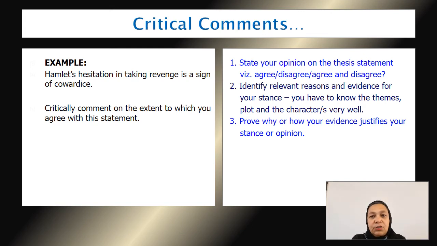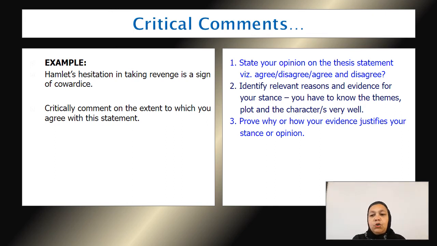So here's your instruction. You have to give a critical comment. In other words, you have to take a stance. You also have to say to which extent you agree with the statement. So obviously, when you take a stance, you know that you need to justify your stance by extracting information from the text, and then also in your final statement, it is generally a therefore statement where you show how your evidence proves your initial opinion or justifies it.